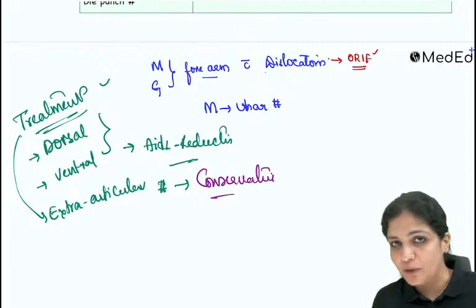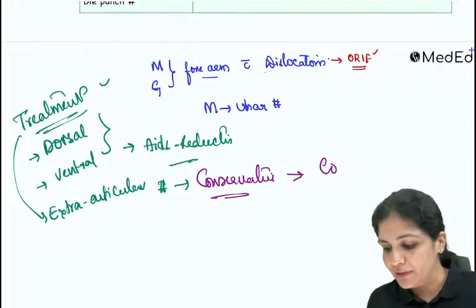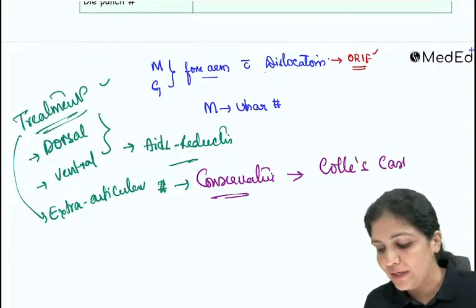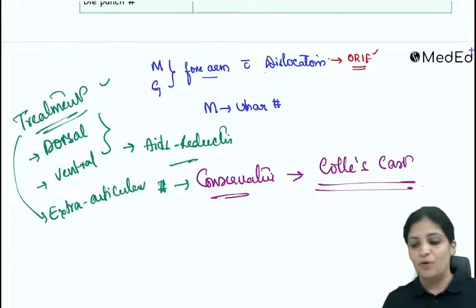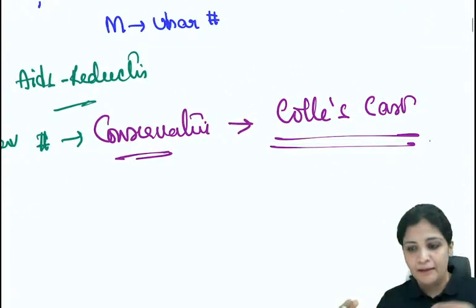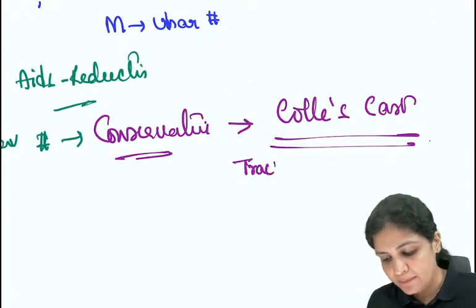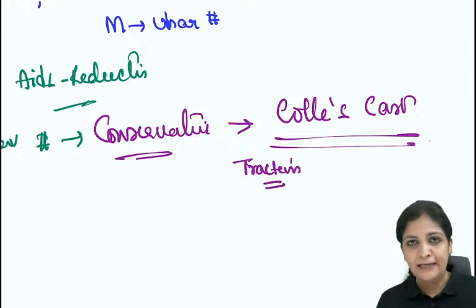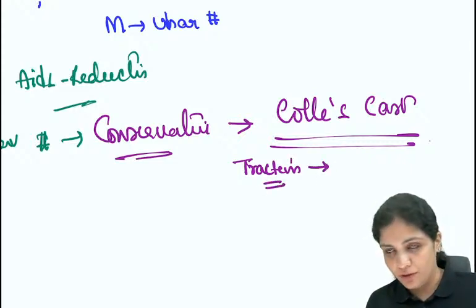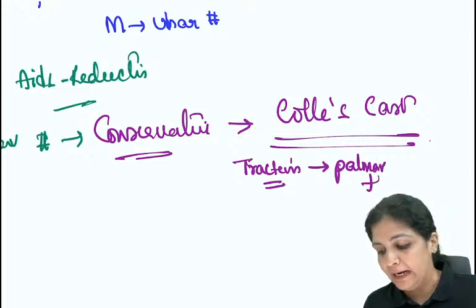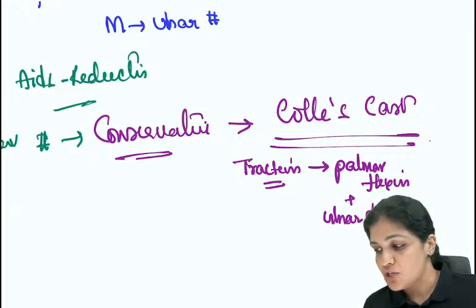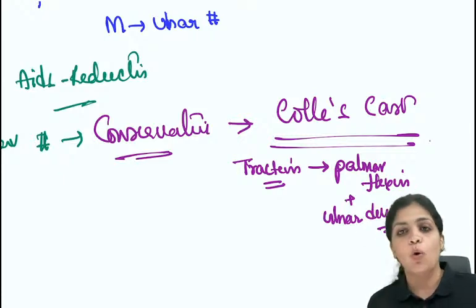And how do we treat the Colles fracture? We put up a cast which is called a Colles cast. So how do you do this Colles cast? What is the method? First you give traction, traction and counter traction. Then you will do palmar flexion and ulnar deviation. Palmar flexion plus ulnar deviation. This is how you reduce the Colles fracture.